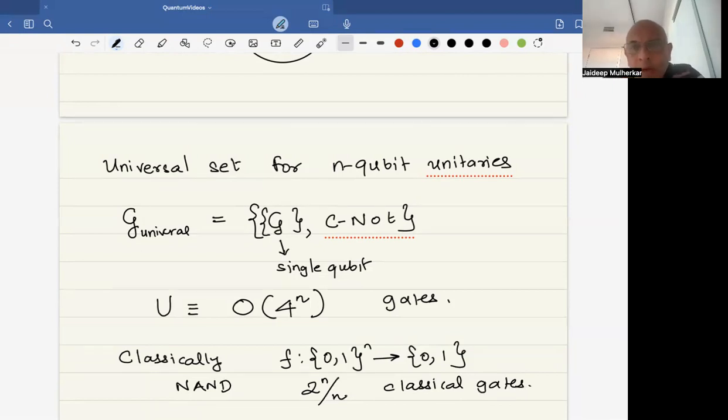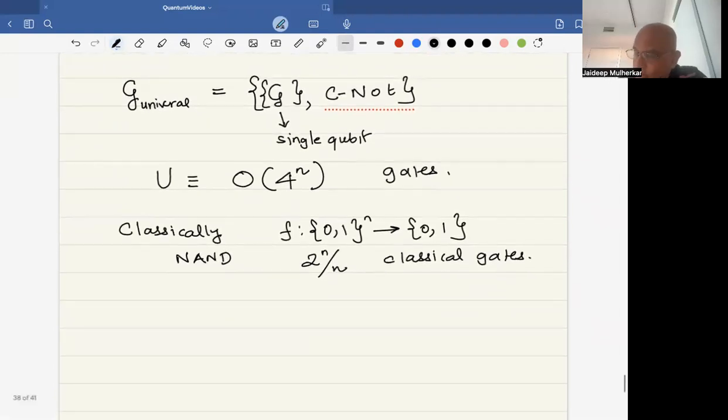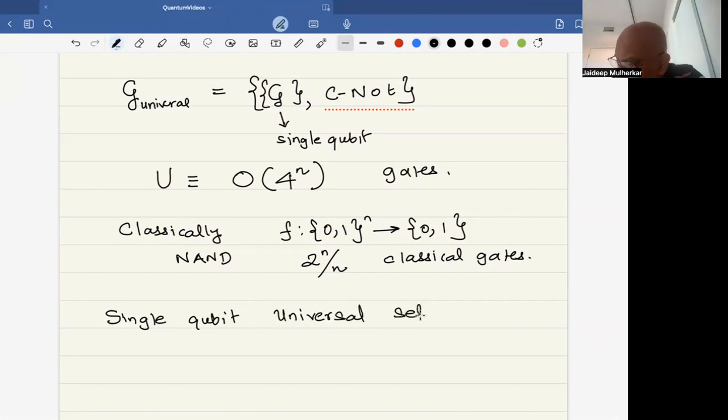Okay, and finally, let's talk about the specific universal set of gates that can be used for universal quantum computation. It turns out that for single qubit universal quantum computation, there are several universal sets, but one of the famous ones is this set, the H and T gates.